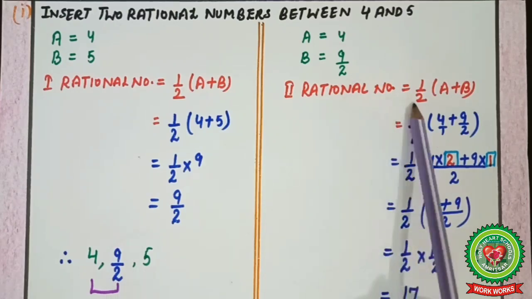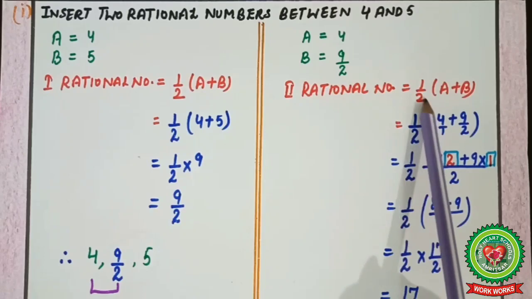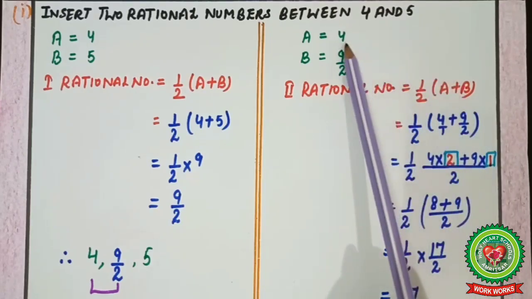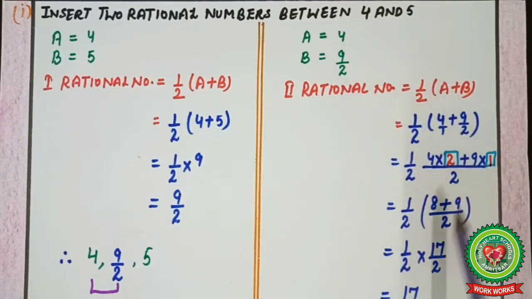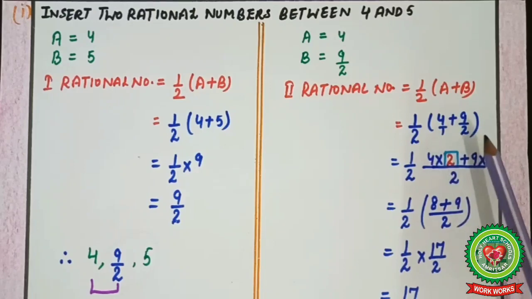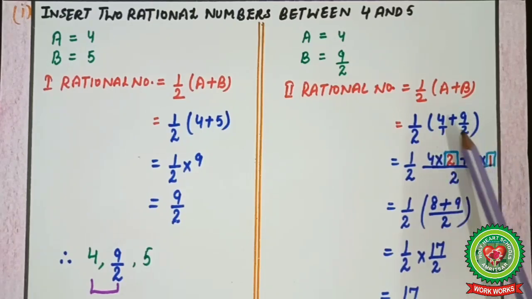Now for the second rational number, again we will apply the same formula, that is 1 upon 2 (A plus B). So 1 upon 2, A is what? 4, plus B is what? 9 upon 2. Now students, you know that it is very easy to add or subtract two simple numbers, right? 2 or 5, 3 or 6. But whenever the numbers are fractions, what to do? We have to take the LCM of the denominators. So here 1 and 2, what will be the LCM? The LCM will be 2 only, right? So here you will write 4 multiplied by box plus 9 multiplied by box.